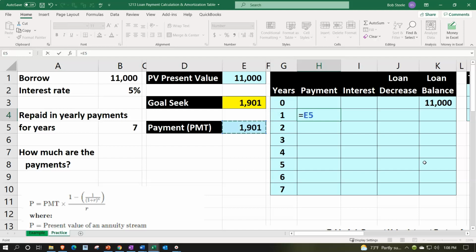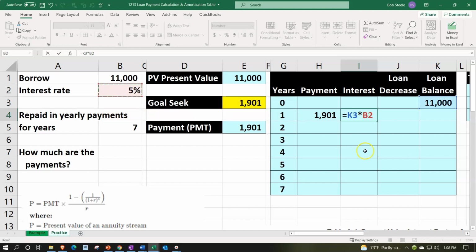Notice that's from somewhere outside the table. When I copy it down, I don't want that cell to move down. So I'm going to press F4 on the keyboard, which puts a $ sign before the E and the 5. You only need one $ sign, a mixed reference, but absolute works. Then we've got the interest calculation, which is going to be equal to the 11,000 times the rate.